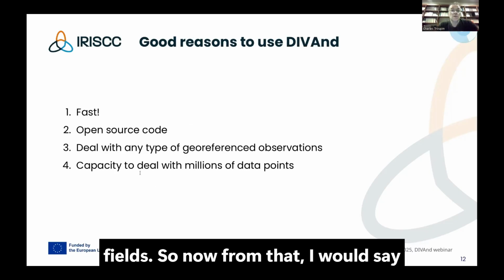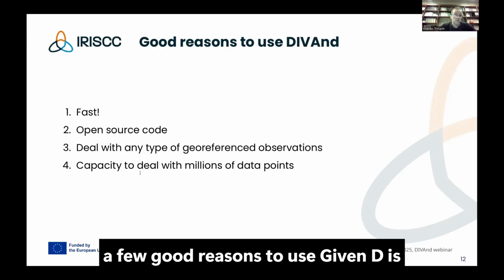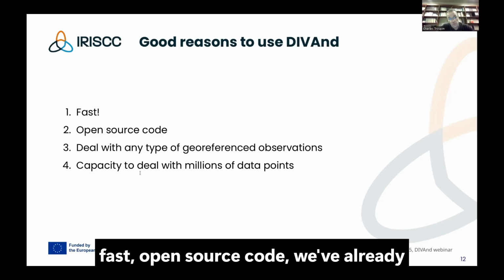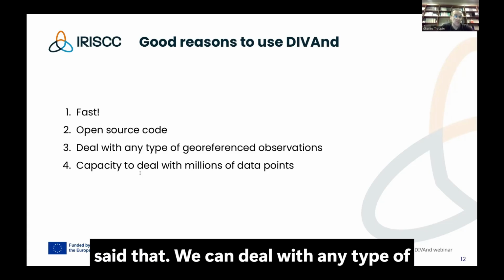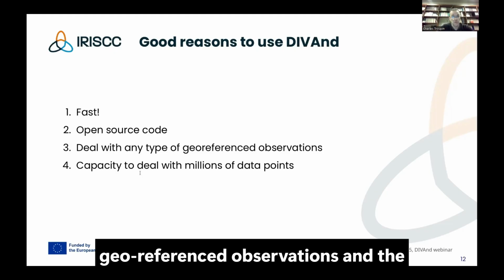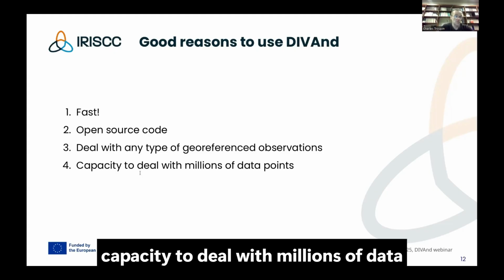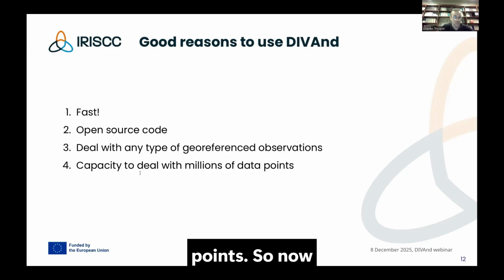So now from that, I would say a few good reasons to use DIVA-ND. It's fast, open source code, we've already said that. We can deal with any type of geo-referenced observations and the capacity to deal with millions of data points.